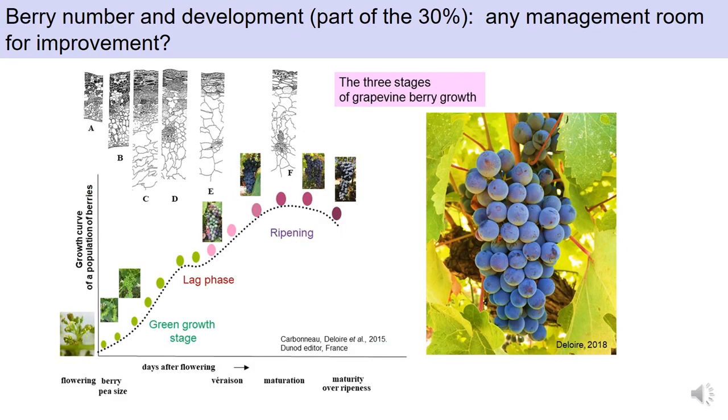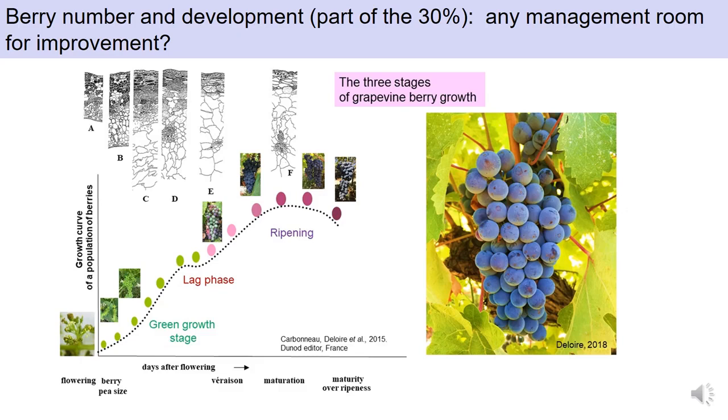So when all berries are fixed to the cluster, then berry growth, berry development is starting. The first stage is the green growth stage, and you have a sort of lag phase, and then from veraison onwards another growing period. And this curve, which is very classical, is coming from a population of berries. We are working a lot on a per berry basis, and on a per berry basis it's a bit different.